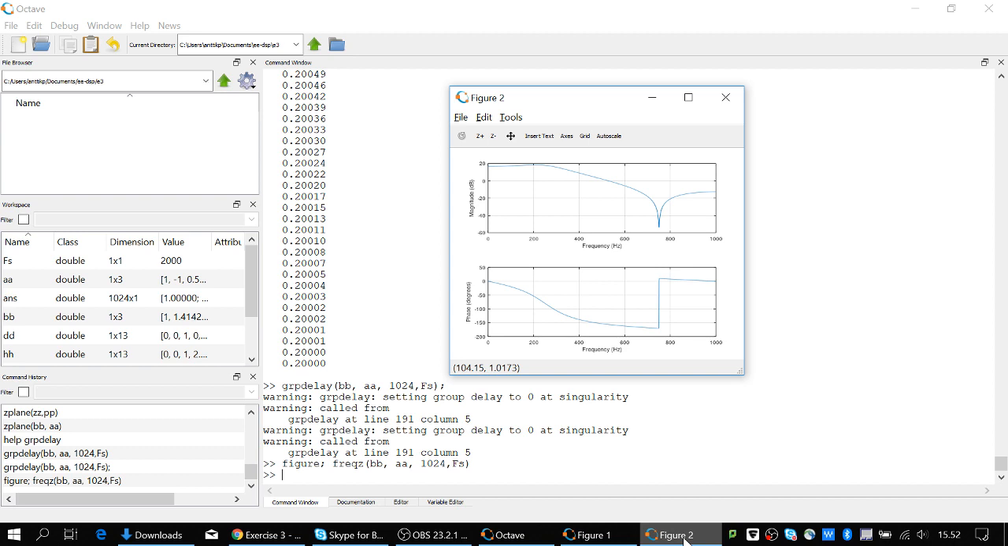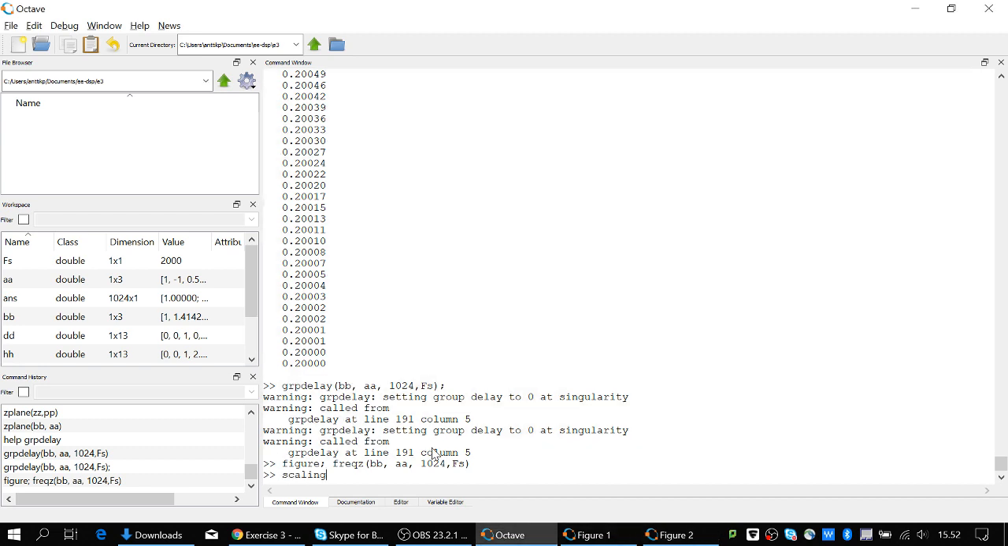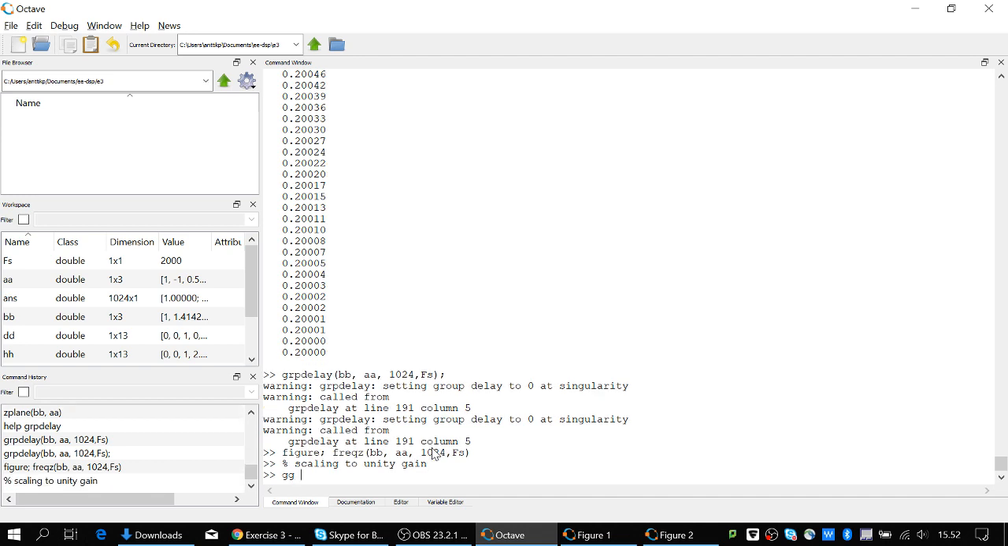How to calculate the maximum gain? Scaling to unity gain. This is a very simple thing. We first calculate the gain, which is the maximum of the absolute value of the frequency response calculated of BB, AA, 1024. This is called brute force, by the way. FS doesn't need to be there, but just for fun.